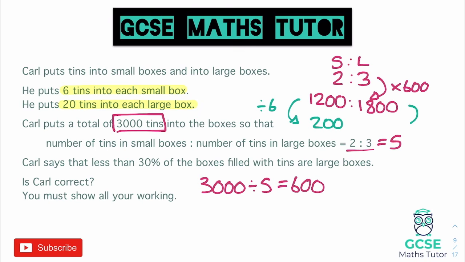There are 20 tins in each of those boxes. So if we divide that by 20, 1,800 divided by 20 would equal 90. So there are 90 large boxes. Carl says that less than 30% of the boxes filled with tins are large boxes. So we'd need to work out what percentage those 90 are out of all of the boxes.